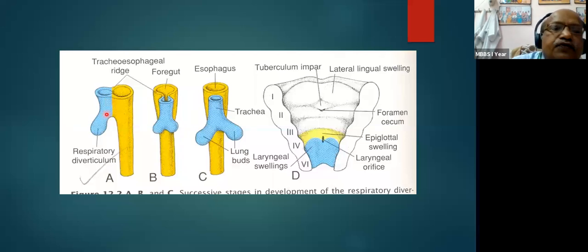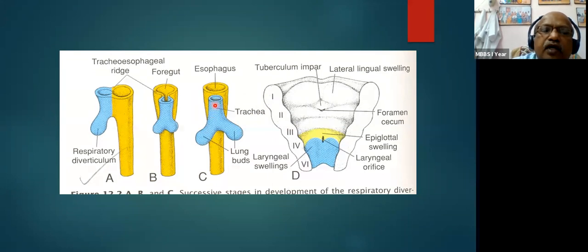Once it is formed, you will have the formation of a ridge called the tracheoesophageal ridge. It is formed on either side. Later on, the two ridges fuse to form a septum, called the tracheoesophageal septum. Once that septum is completely formed, the cranial part of the respiratory diverticulum, which is going to give rise to the trachea, is separated from the esophagus.